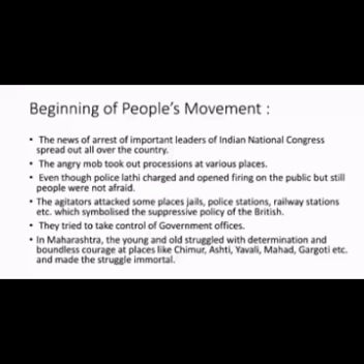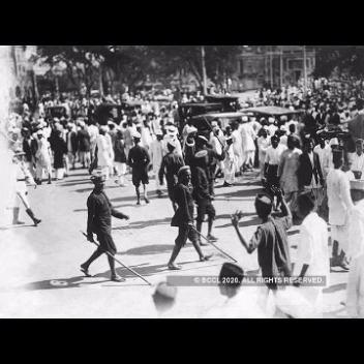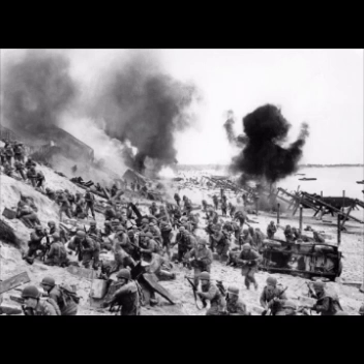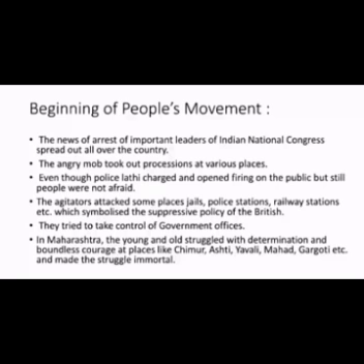Beginning of People's Movement. Because of Quit India movement, many important leaders of Indian National Congress were arrested, due to which angrily people started processions at various places. Even though police lathi charged and opened fire on the public, still public were not afraid. People attacked some places like police stations, prisons, railway stations, etc. They tried to take control of government offices.